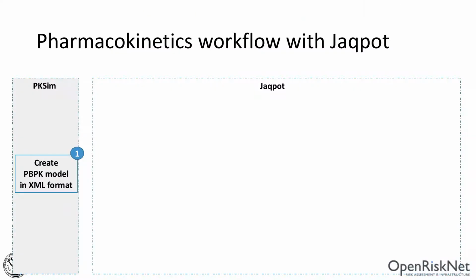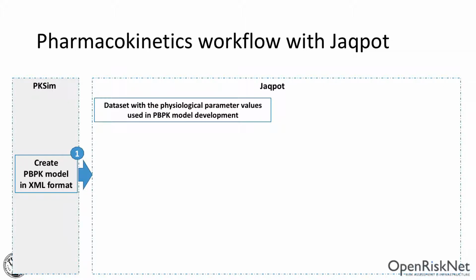We'll have a brief overview of the pharmacokinetics workflow that we will use. First, we will start out with a PBPK model in XML format already developed in PK-Sim, and we will make that available as a web service. First, we need to have a data set that contains the physiological parameter values that were used in PBPK model development in PK-Sim. It looks like this. It provides information about the age, height, and weight.